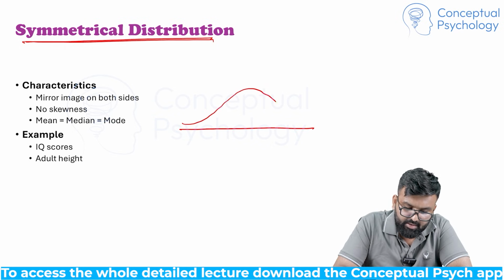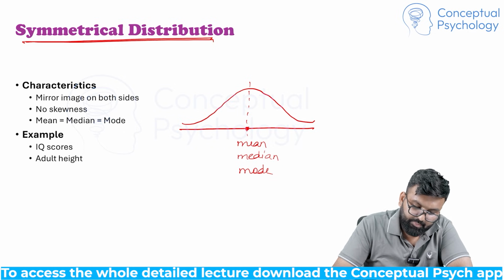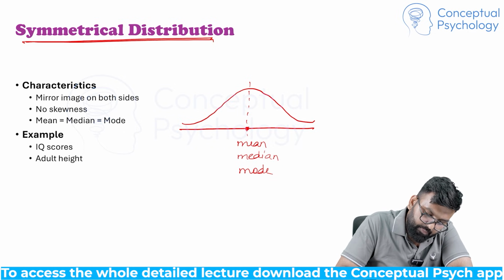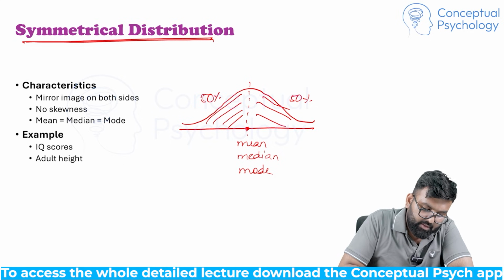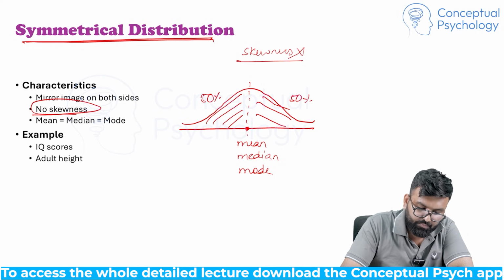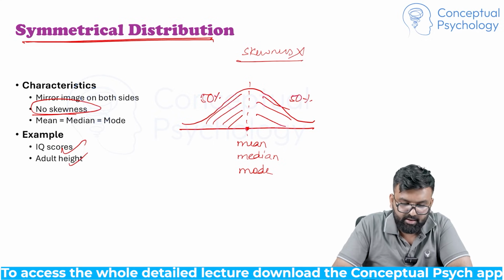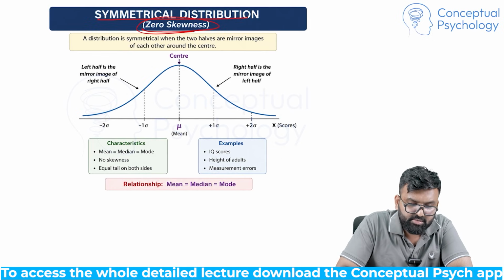Symmetrical, again it is like an NPC where हमने property पढ़ी थी, mean is equal to median is equal to mode. यहाँ पर दोनों center पर lie करता है, and यहाँ पर mirror images form होती है. 50% data इधर है, 50% इधर है. These are mirror images. There is no skewness. यहाँ पर symmetrical है तो इधर कोई skewness नहीं है. It is not skewed. Example, IQ scores or adult height. Like this. A symmetrical distribution with zero skewness.